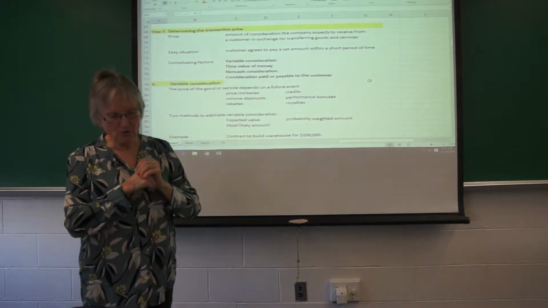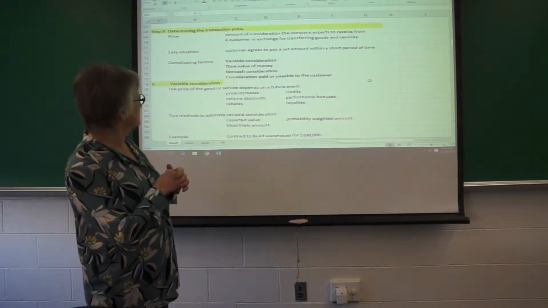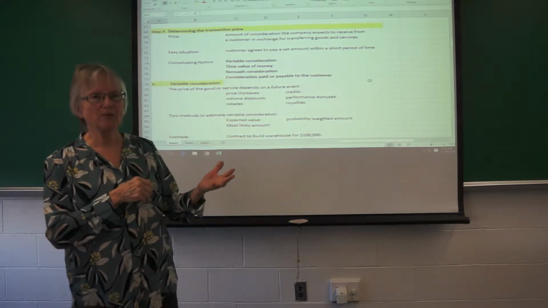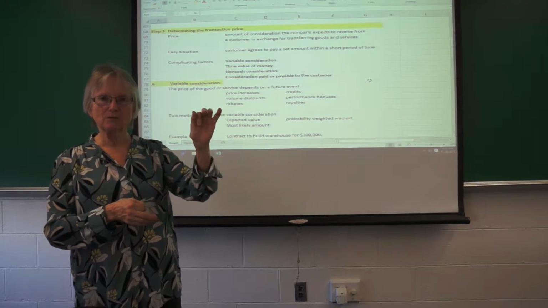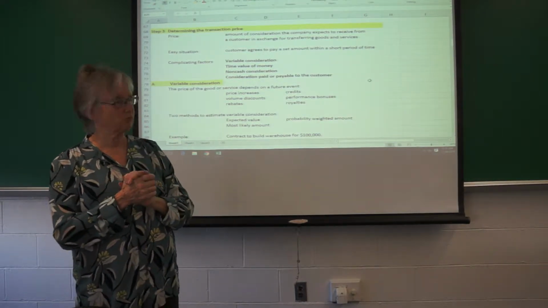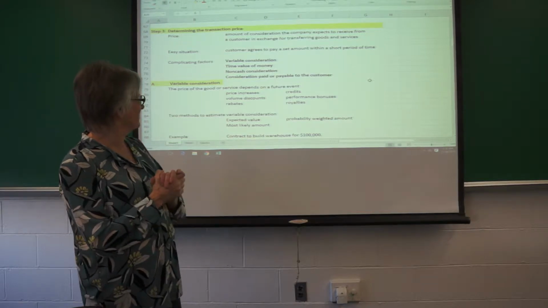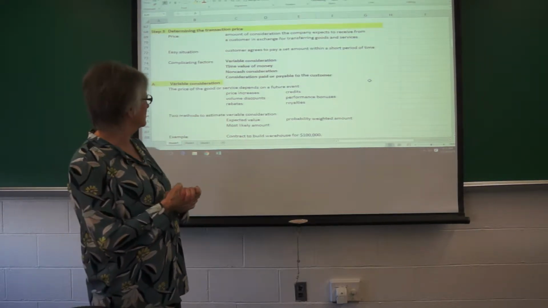So there's 2 methods to estimate. One is the expected value, and that's where we use the probabilities to determine, given a series of outcomes, the probability of each, and then we come up with a probability weighted amount. The other is you go through the same thing and you just take the most likely amount.